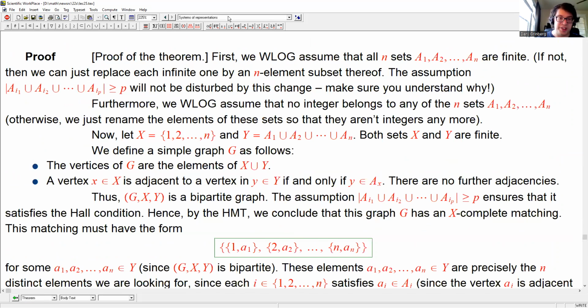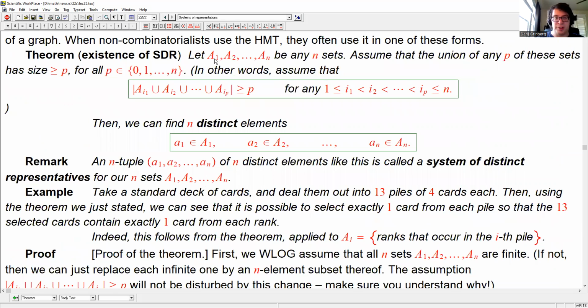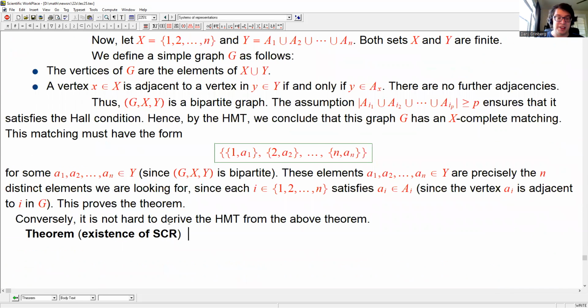This was systems of distinct representatives. So basically we have n sets and you want to choose a representative from each that are distinct. This one will be the existence of systems of common representatives. So you have n sets and you have another set of sets, and you want to pick representatives of the former n sets that are also representatives of the other sets. This time we can no longer require them to be distinct. So here is a statement.